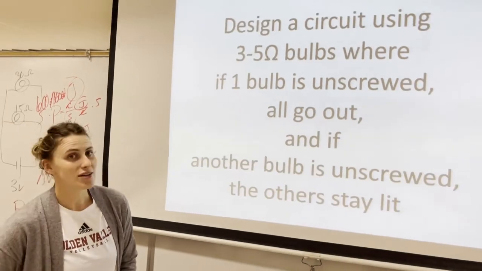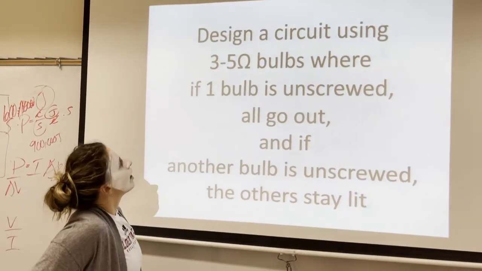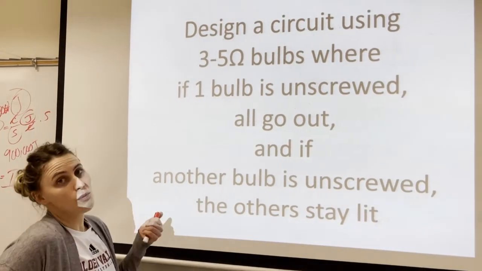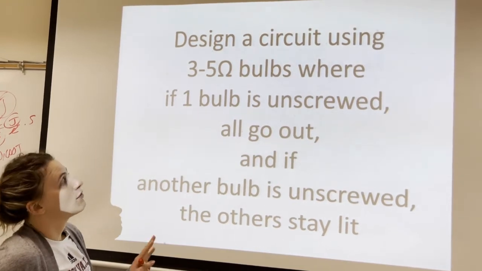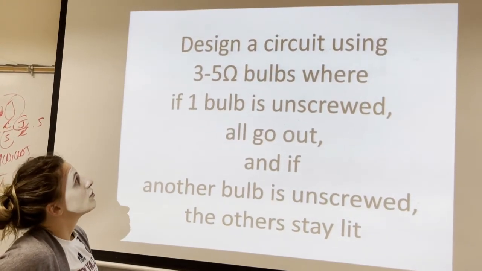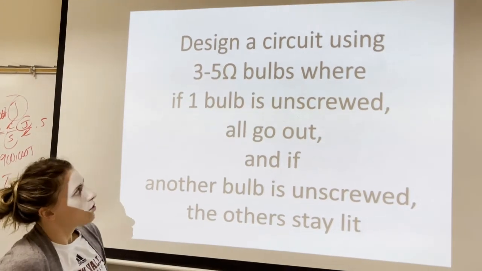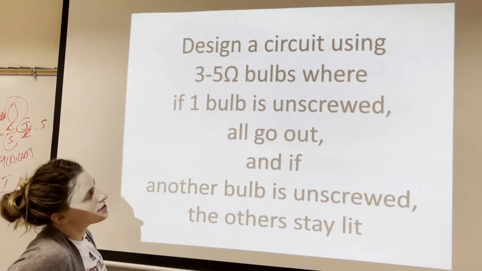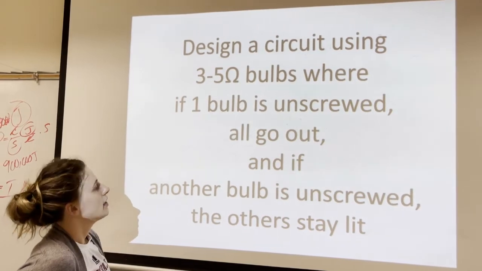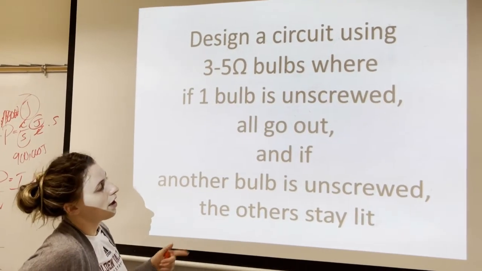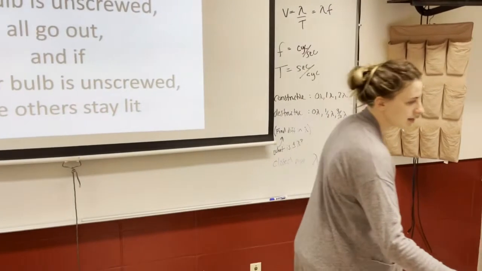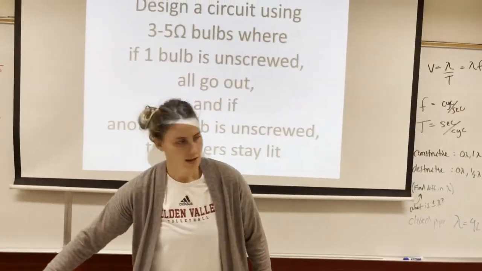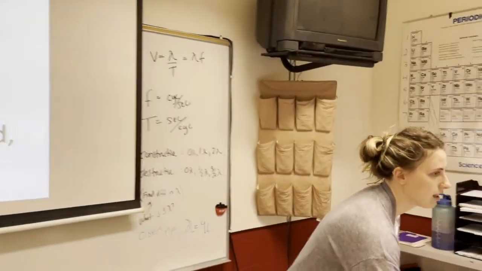Okay, I think you guys had one homework last night. Here's your challenge question. This is your homework for today. You are going to design a circuit using three 5-ohm bulbs, where if one bulb is unscrewed, all go out, and if another bulb is unscrewed, the others stay lit. What is that going to look like? You could use that simulation you guys are going to be using. Try to figure it out with a piece of paper and then try different things with your simulation.